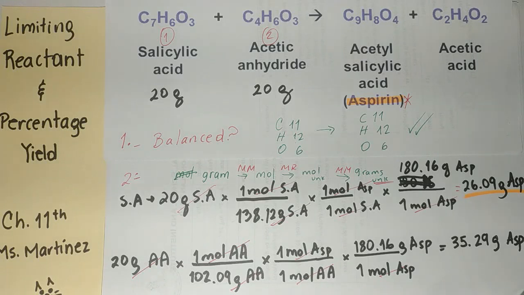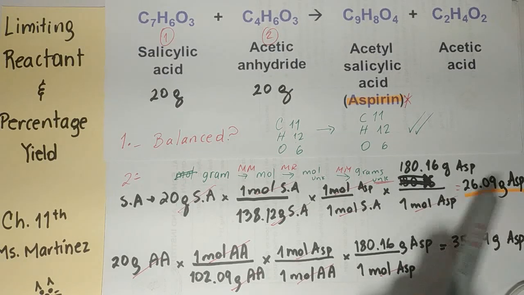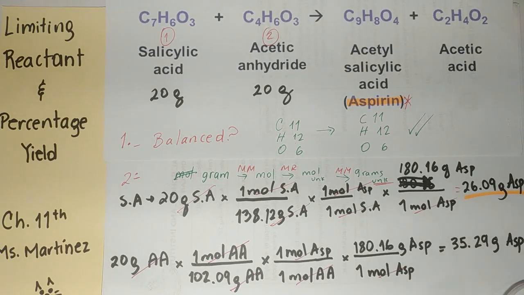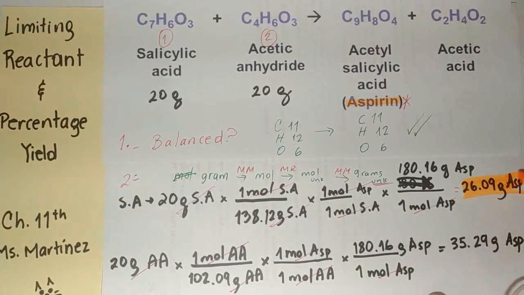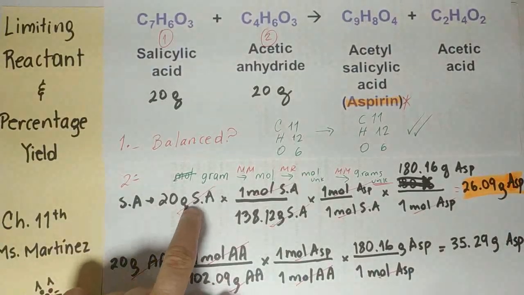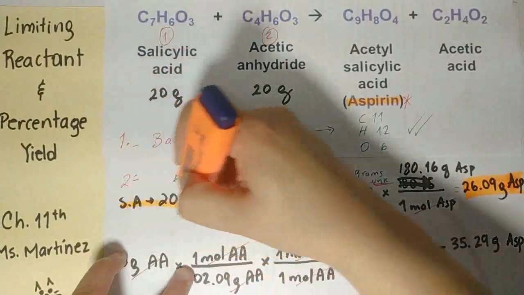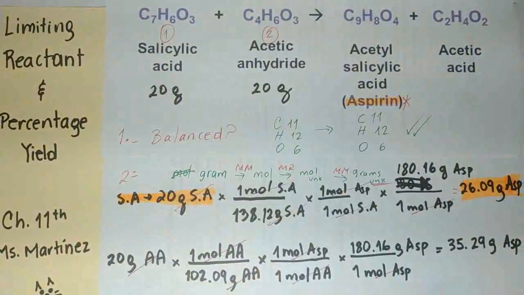Now, by definition, the limiting reactant is a reactant that limits the amount of product. In this case, the product that we care the most about is aspirin. Now, from the two of them, which one produces the least? As you can see, 26 is less than 35. We say that the limiting reactant is the one that produces the least. In this case, what is that reactant? Salicylic acid. So this one is going to be the limiting reactant.